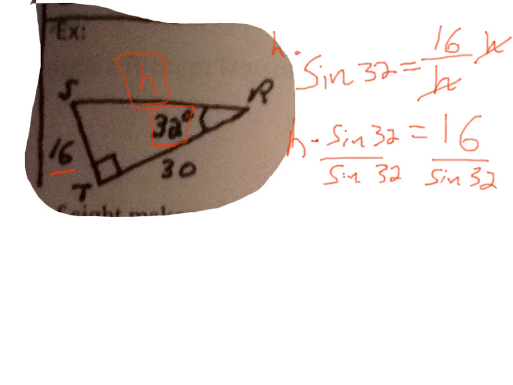Okay, and I'm left with just h. And you should get that h is approximately 30.2. The hypotenuse is about 30.2 units long. So this, once again, could do the cosine function. You should find the same thing.